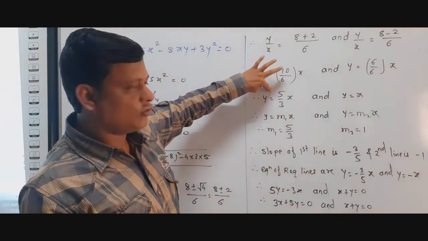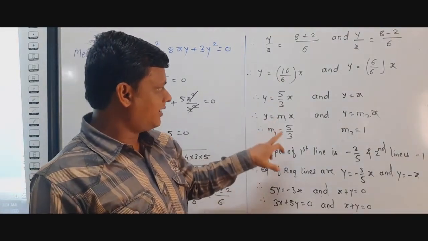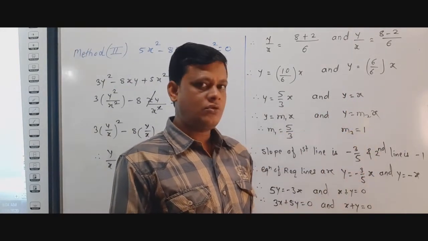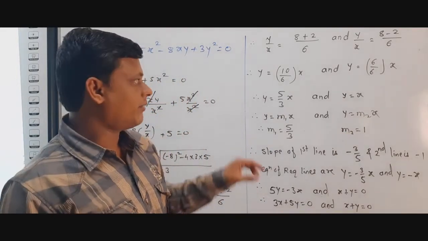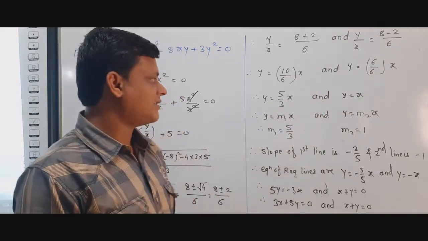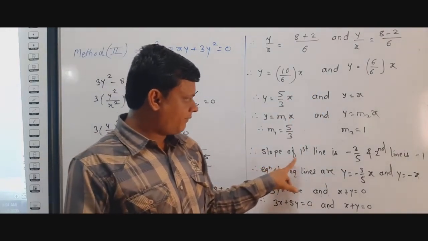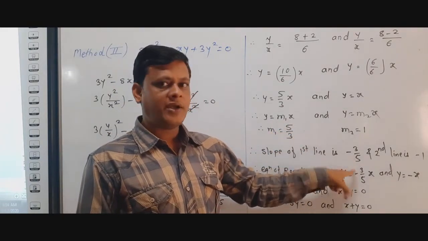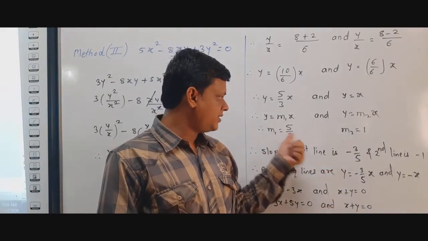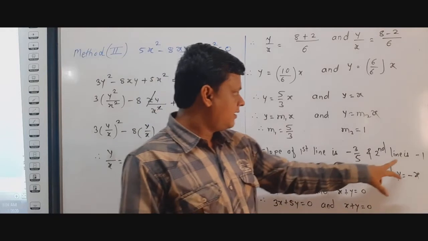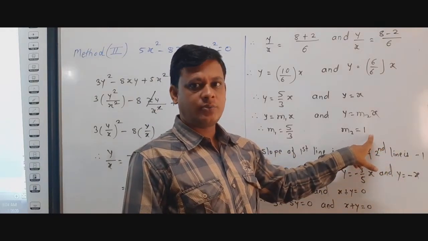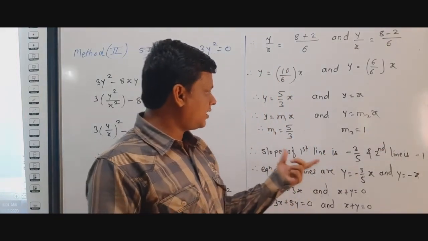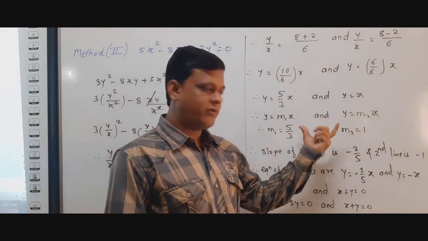Now we find the slope of these lines. So the first line slope is m1 equals 5 by 3 and the second line slope is m2 equals 1. Now we have to find the slope of the lines which are perpendicular to these lines and passing through the origin. Therefore for the slope of the first line, we have to take the reciprocal of 5 by 3, which is 3 by 5, and we have to change its sign. The sign is plus here, so we have to write minus. Now the slope of the second line is 1, we take its reciprocal, 1 upon 1, that is 1, and we change its sign. So we get the slopes for the lines which are perpendicular to these two given lines.